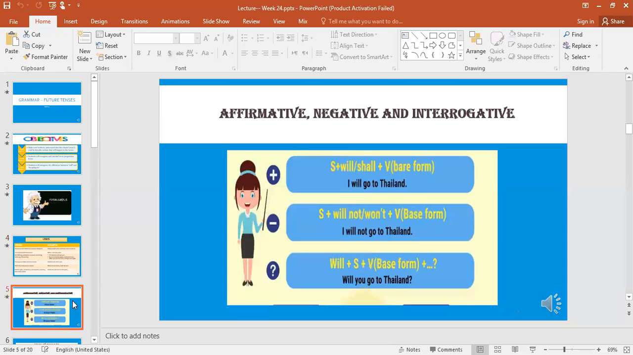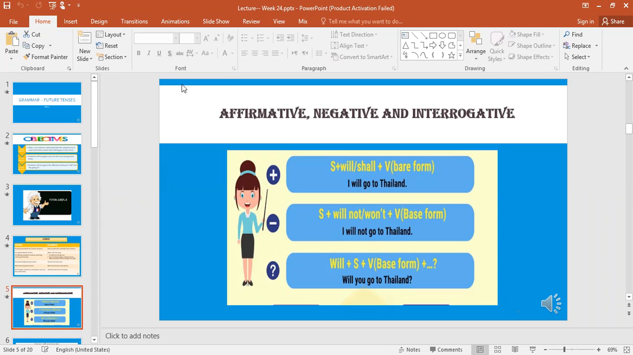Now let's move to the affirmative, negative, and interrogative forms of the future simple. The will form. I'm saying will form and repeating it again and again to remember that we have two forms of the future simple, the form of will and the form of going to. I will go to Thailand. What's the negative form? I will not go to Thailand.